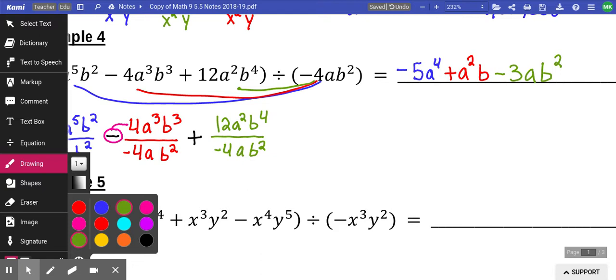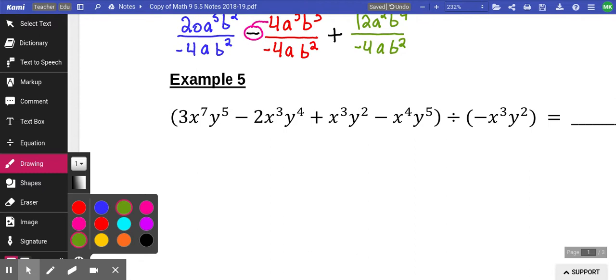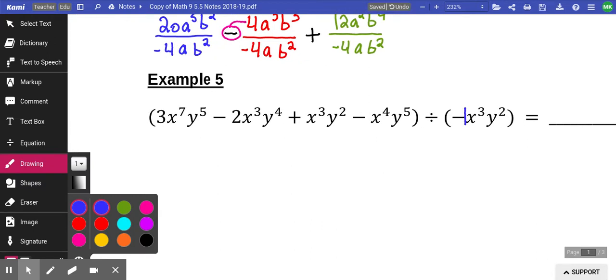Bigger questions don't really get harder, right? Stick to your process and you'll be good. I want you to try this on your own so you see if you got it or not. That negative here on the division, that's like a -1, right? So imagine there's a 1 there. So try to distribute that and try to divide. I'll give you a couple minutes.